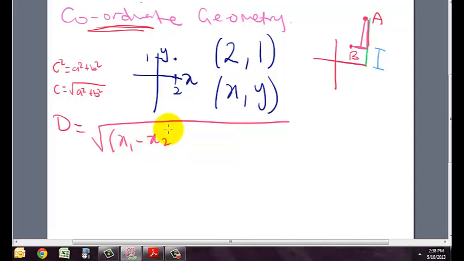x1 minus x2 all squared plus y1 minus y2 all squared. Okay, let me show you where they're linked. See, squared here, squared here, squared here, squared here, plus. So the A is your x1 minus x2, and your B is your y1 minus y2.